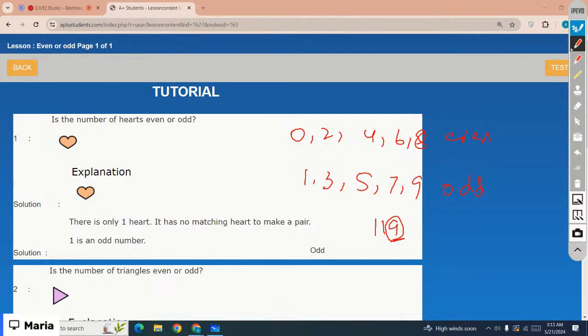So is the number of hearts even or odd? You have only one heart, right? So one is an odd number, so that means they are odd. The correct option is odd.